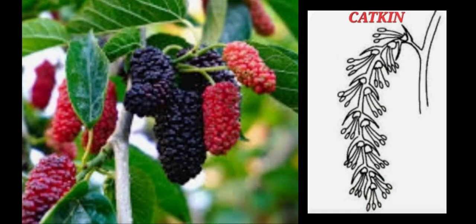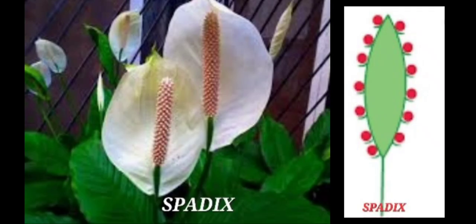Next is the case of a catkin. Catkin has a peduncle which is thin, long, and weak. Flowers are sessile and unbranched. This is found in mulberry as well as in oak trees.